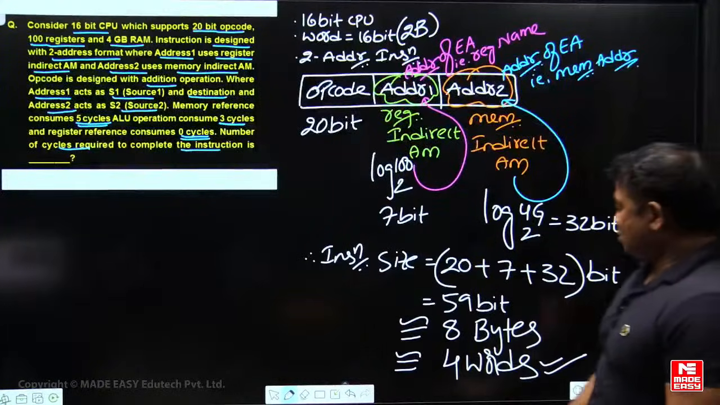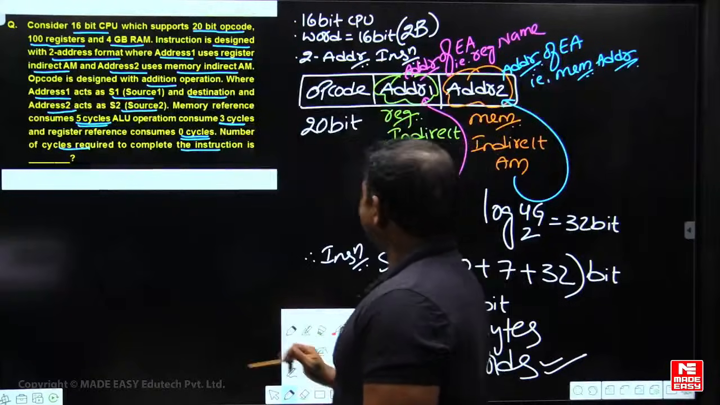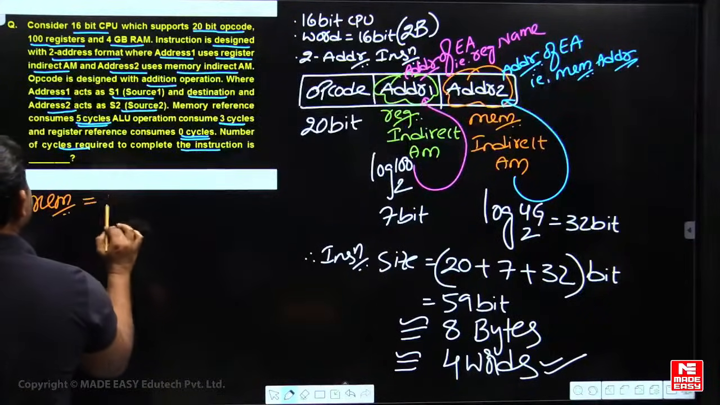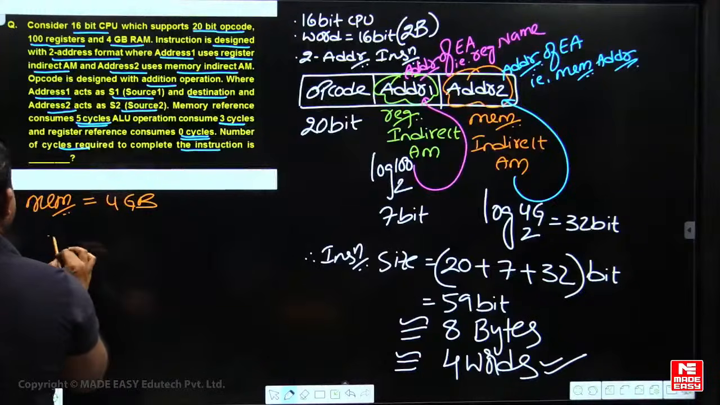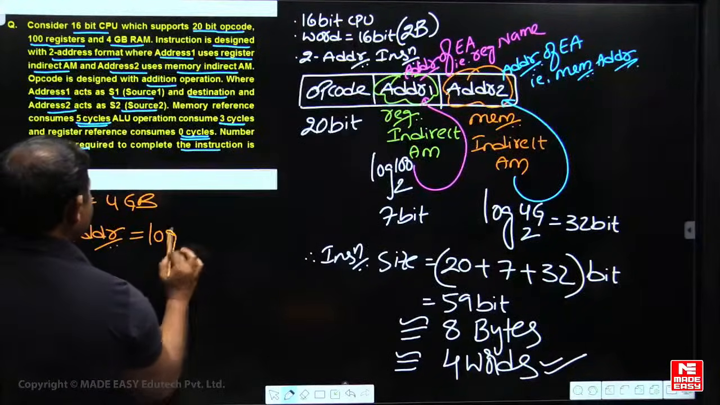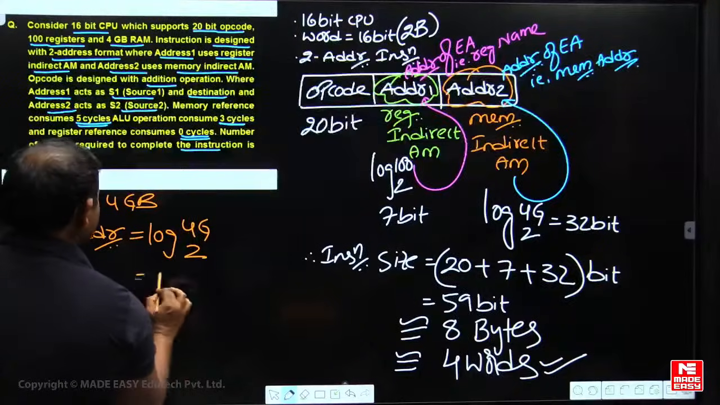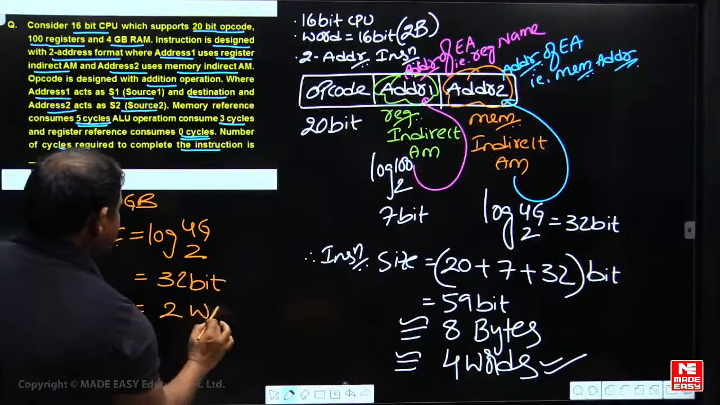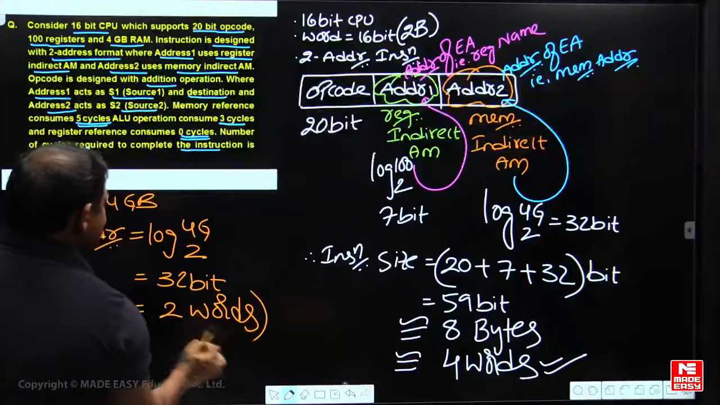Now, here the address size: what is the memory capacity? Memory is equal to 4 GB. Therefore, address is equal to log 4 gigacells base 2. That is a 32 bit address. 32 bit means 2 words. Address size is 2 words.